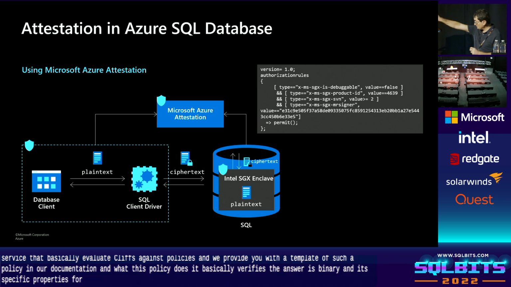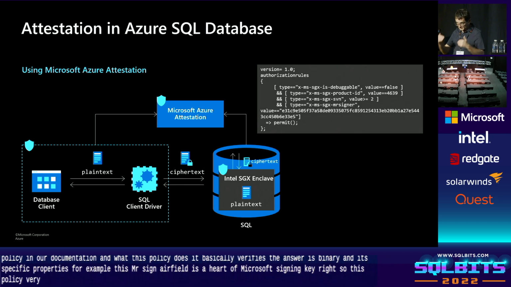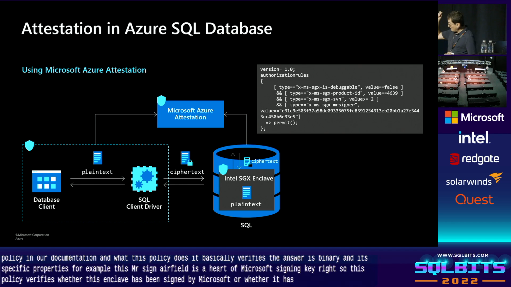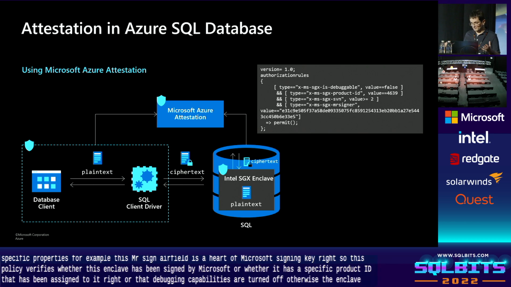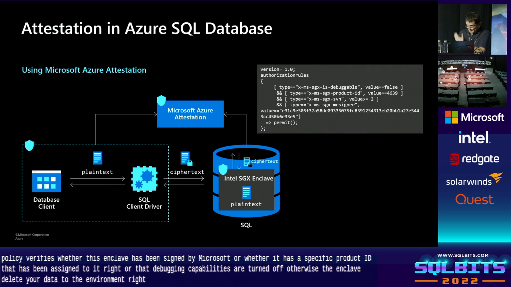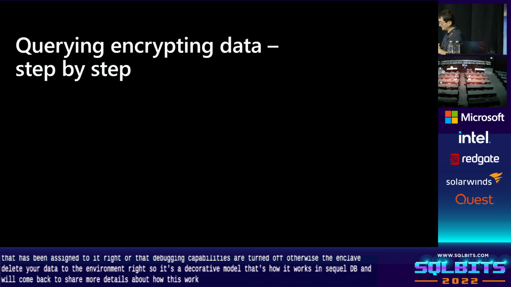For example, this MR signer field is a hash of Microsoft signing key, right? So this policy verifies whether this enclave has been signed by Microsoft, or whether it has a specific product ID that has been assigned to it, right? Or that debugging capabilities are turned off. Otherwise, the enclave would leak your data to the environment, right? So it's a declarative model. That's how it works in SQL DB. And we'll come back to share more details about how this works exactly, step by step.